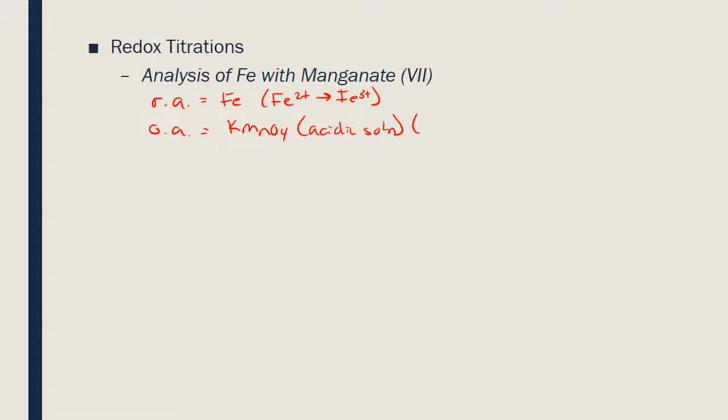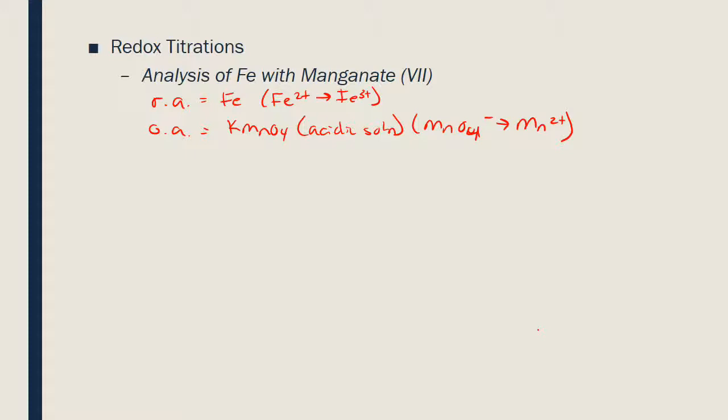And so we don't care about the K. That just allows MnO4- to go into solution. So we're going from MnO4- to Mn2+. All right, so then we can go through and figure out our full equation of what's going to take place, just like we did in the second video.